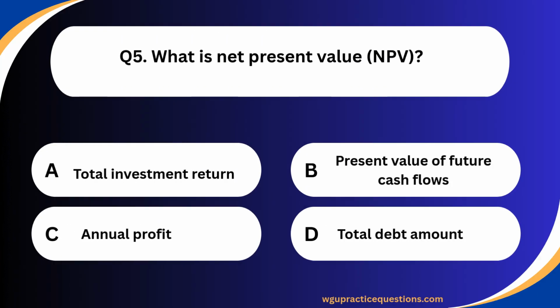Question 5. What is net present value, NPV? A. Total investment return. B. Present value of future cash flows. C. Annual profit. D. Total debt amount. Which one is the correct answer?